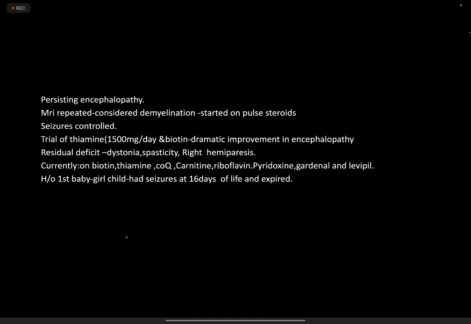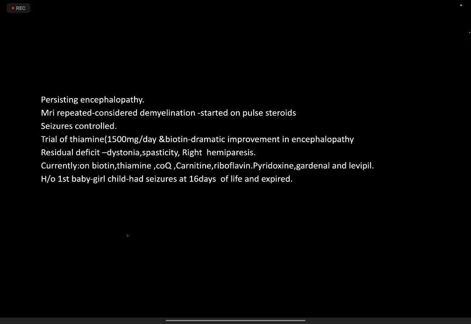But he still has a waxing and waning of his GCS, and the seizures are controlled, but he has significant dystonia, spasticity, more on the left side, but hemiparesis on the right side. Currently he is on anti-seizure medications, phenobarbital and levetiracetam, and pyridoxine was started outside. He has been started on biotin, thiamine, CoQ, carnitine, and riboflavin as well. And his CSF, I think it's coming in the next slide, is normal.